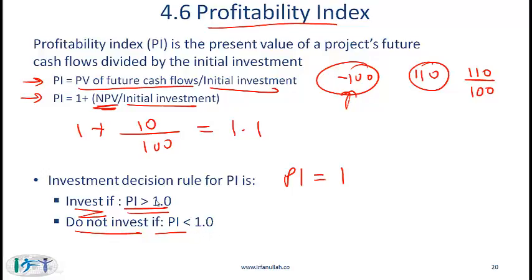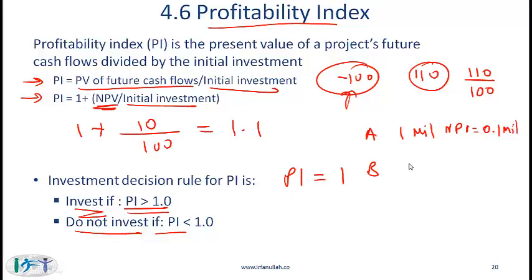Now, what is the advantage of this measure? Even though it's not used very often, there is a basic principle here that you need to recognize. Consider two projects, A and B. In project 1, the investment is 1 million and the NPV is equal to 0.1 million.